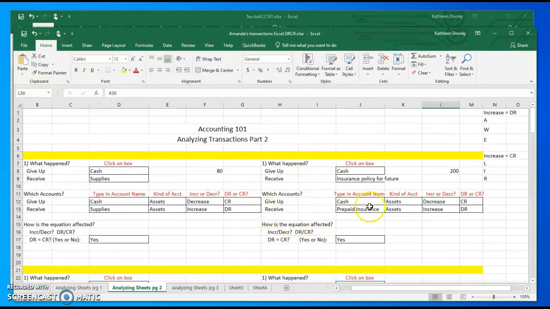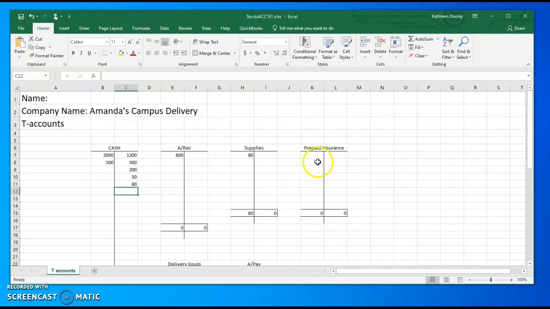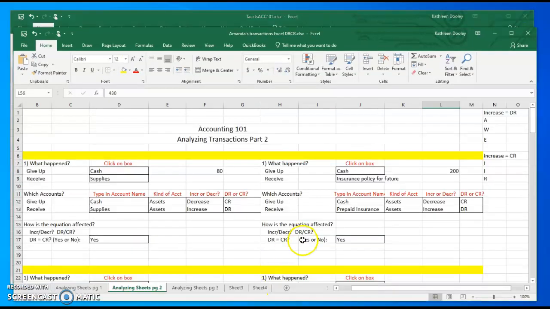Next transaction, we have a debit to prepaid insurance and a credit to cash for 200. Okay, debit to prepaid insurance, left side prepaid insurance, credit to cash for 200.